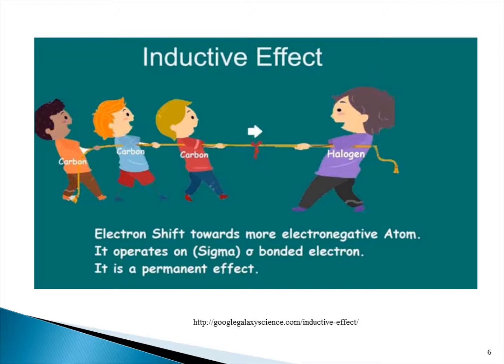Induction causes the formation of partial positive and partial negative charges. The inductive effect operates on sigma-bonded electrons. Graphically, the inductive effect is depicted with an arrow. The inductive effect is transmitted through the carbon chain, but it weakens along the chain.